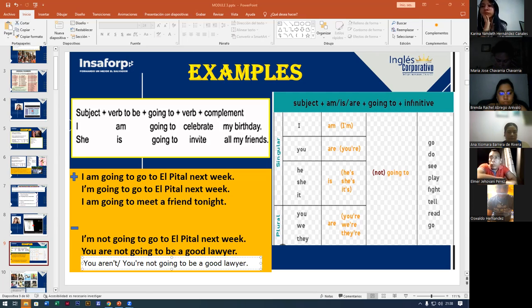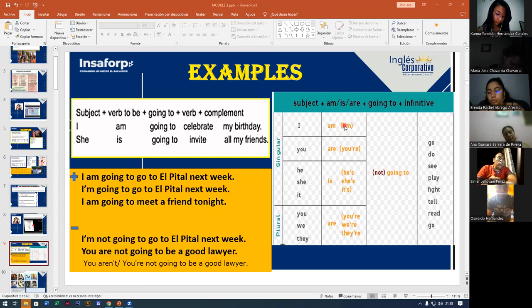Now, to say the formula here, to express it, let's check here. We have a subject, verb be, in complete or contraction manner. I am going to go, or I'm going to go. Then you can have, you are going to do. He is going to see. She is going to play. It is going to fight. You are going to tell. We are going to read. They are going to go.